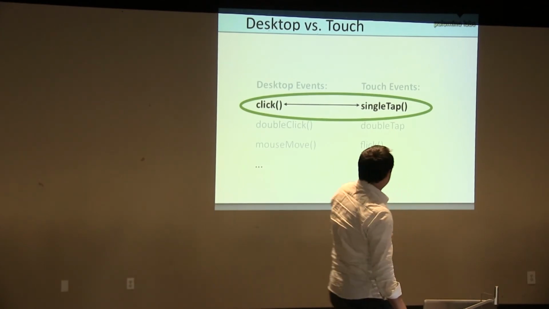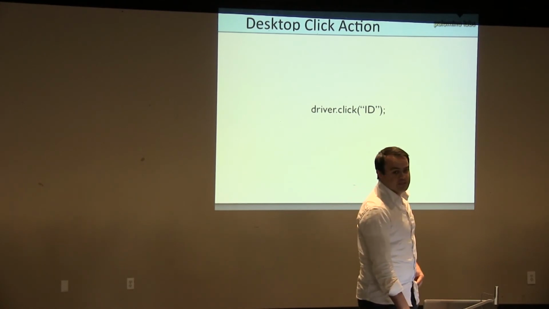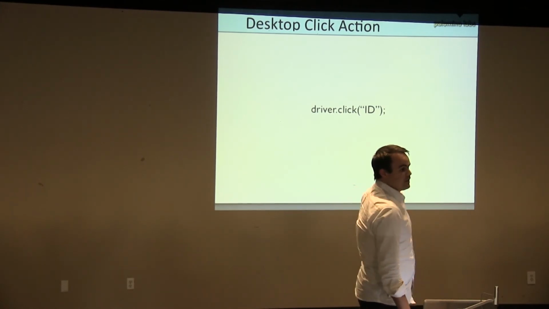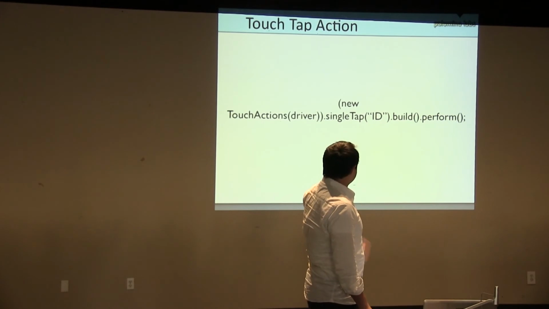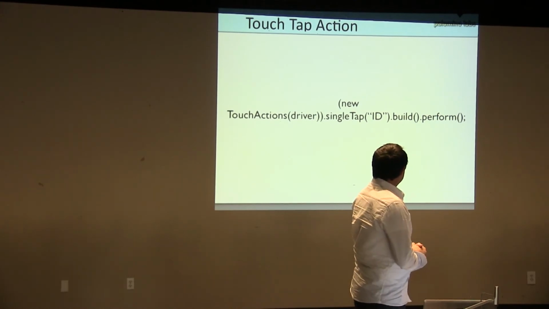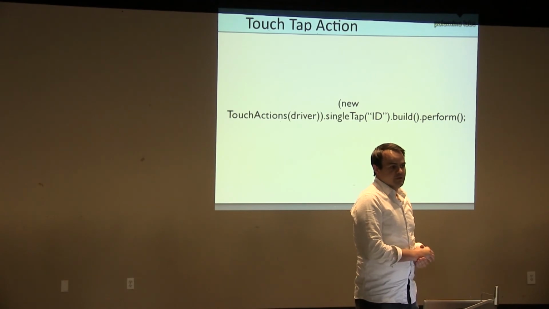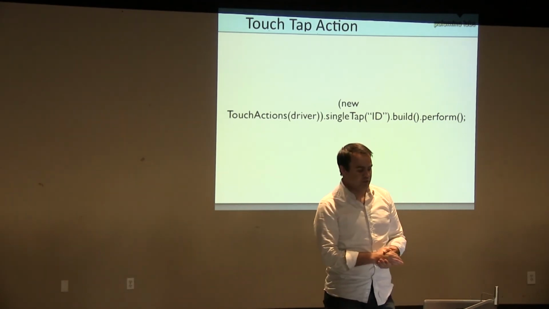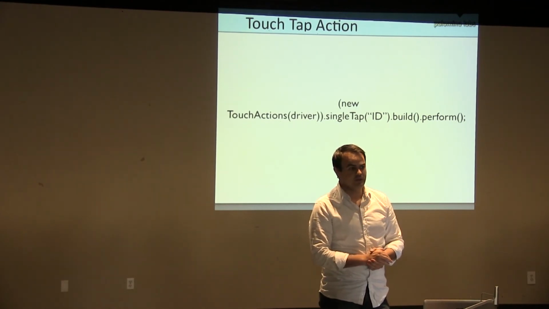If I was writing in Java and I wanted to support a click event on a desktop browser, I would write driver.click with an ID. You would think, okay, well maybe I can do driver.singleTap with an ID on a touch device. Well, actually it's this. This is the command that is the corollary to doing driver.click on a desktop machine. It's not something you want to keep having to type. So there is support for writing tests on Android, and I have an app on here that I could demo, but it's really boring. I can just show you the code if anyone's interested.